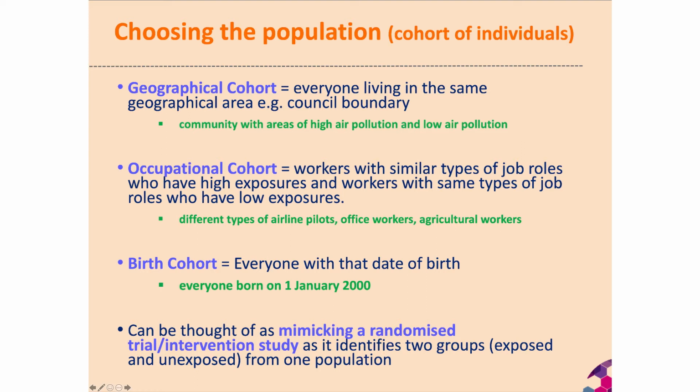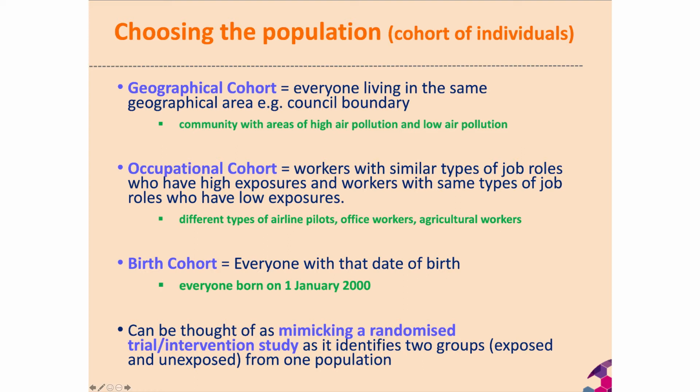For example, long-haul airline pilots who maybe pilot all the way to Australia and back, and airline pilots who just pilot in Europe, and look at the differences in, for example, radiation exposure between those two groups of pilots. We can also look at different types of office workers, or different types of agricultural workers. All of these would be classified as occupational cohorts.